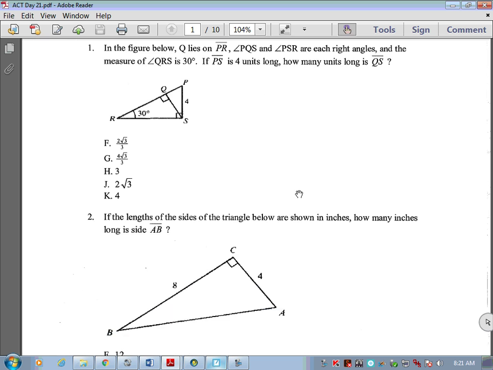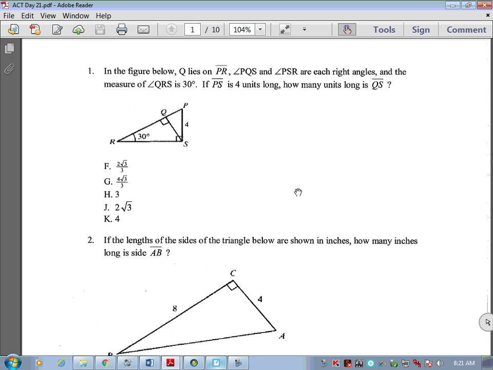Okay, let's start back at the beginning of this and answer as many questions as I can for you. First page 1 and 2. What do we need? 1? All right. In the figure below, Q lies on PR, angle PQS and angle PSR are each right angles, and the measure of angle QRS is 30 degrees. If PS is 4 units long, how many units long is QS?